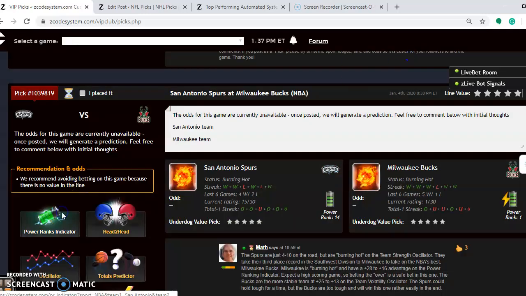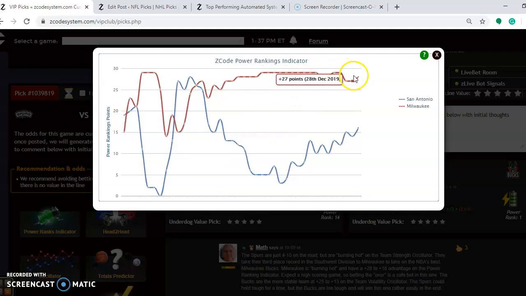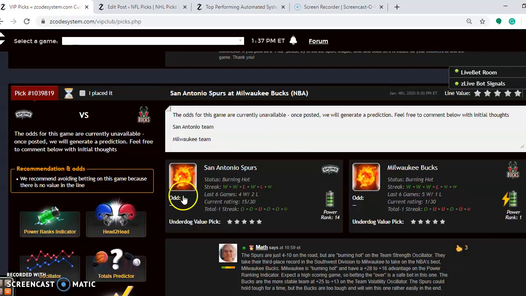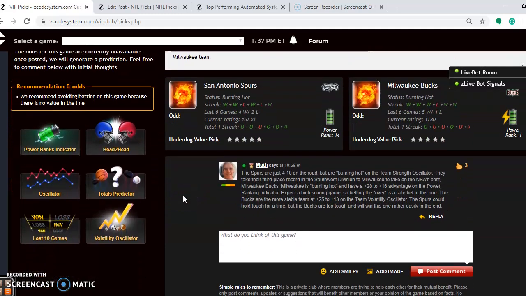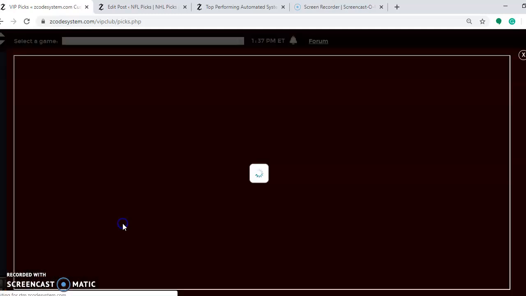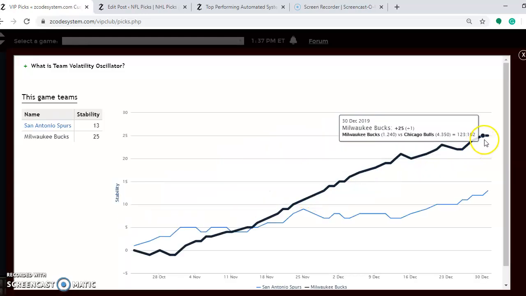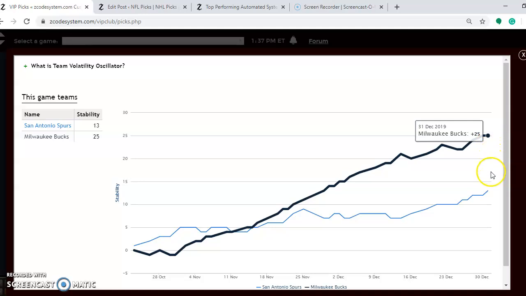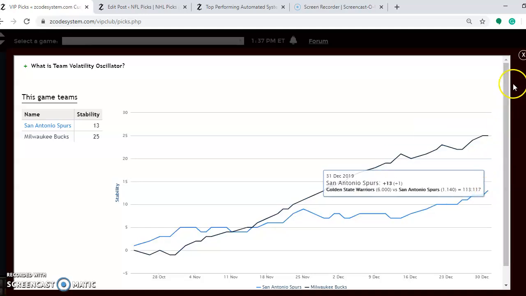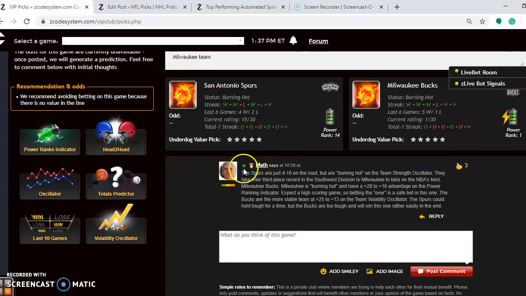If you look at the power ranking indicator, clearly Milwaukee is significantly better at plus 28, although San Antonio has been on a pretty decent upswing. They're back up to plus 16. If you consider the favorite underdog status, let's take a look at how stable the two teams are. Milwaukee is extremely stable at plus 25. San Antonio is showing stability at plus 13, but being that Milwaukee is home and will be the home favorite, that's a significant factor for betting in this one.